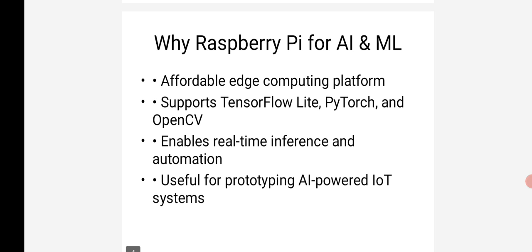Why are we using Raspberry Pi for AIML? It is an affordable edge computing platform. It supports TensorFlow Lite, PyTorch and OpenCV. It enables real-time inference and automation. It is useful for prototyping AI-powered IoT systems.